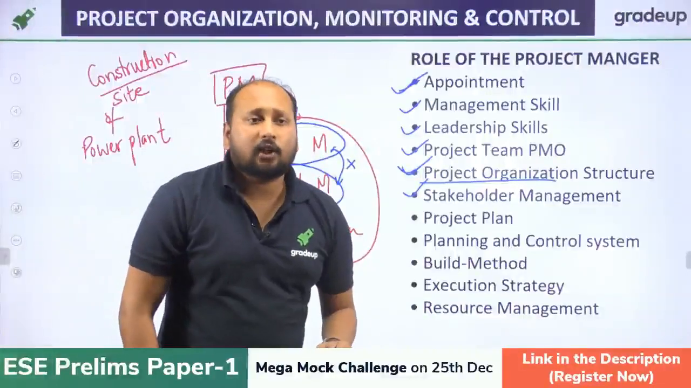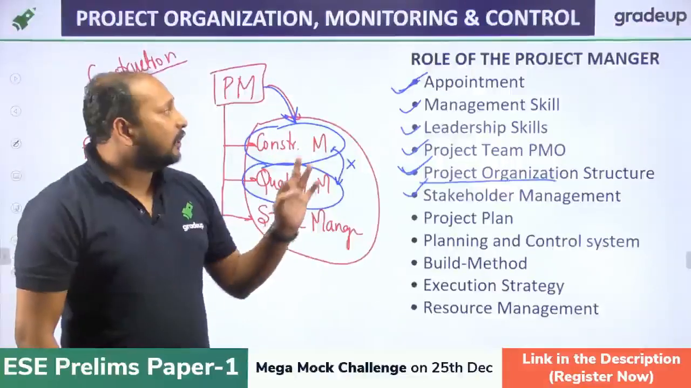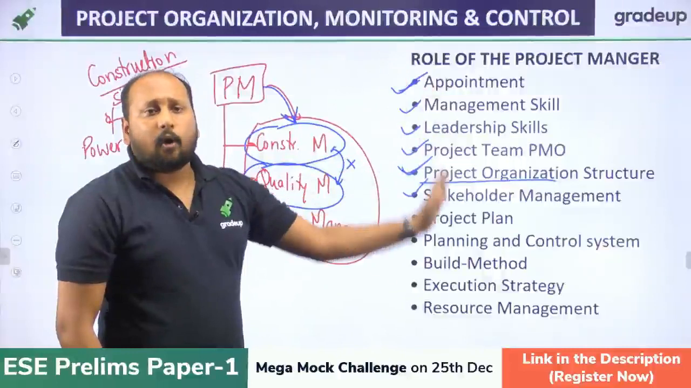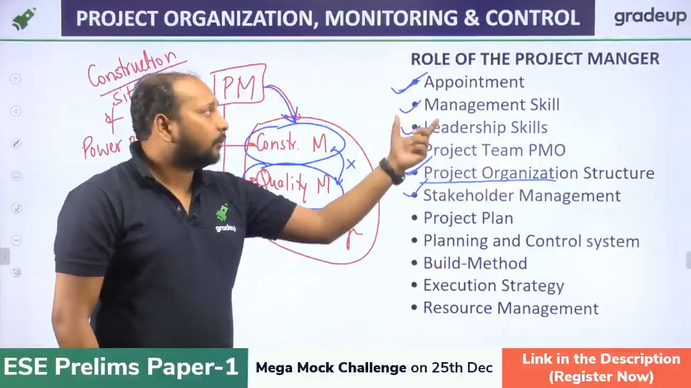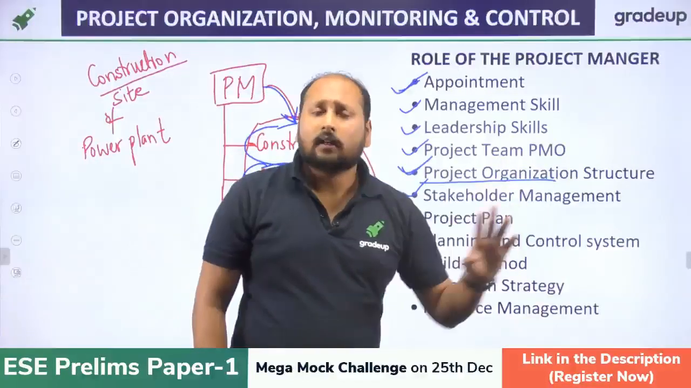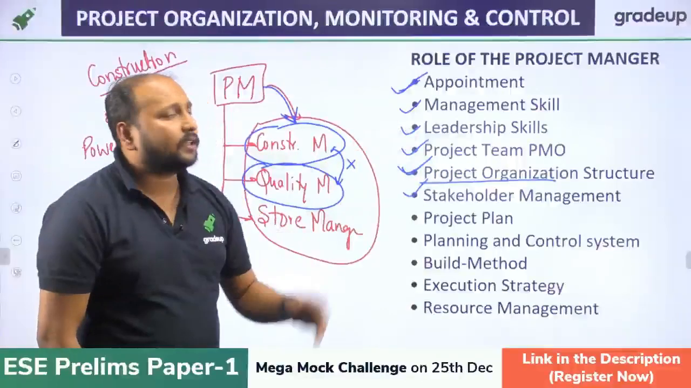Clear? Fine. If I talk about the planning and control system, how this project should be executed, what should be the resource management, every decision, the final decision is made by the project manager. So that is why these are the different roles. I've taken only a few important roles for a project manager. We have more than this number of roles, but these are the main important roles which are very essential for any project manager.